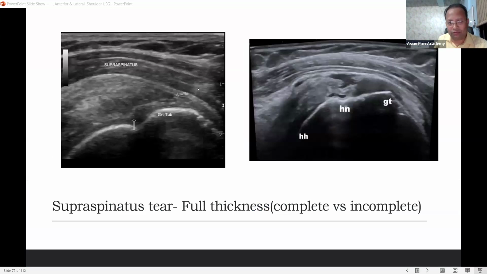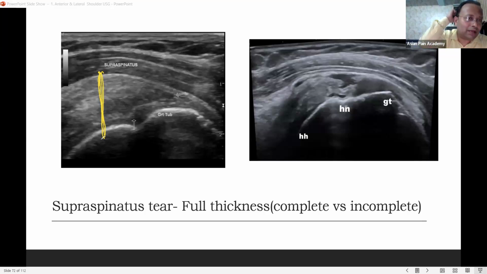Now comes full thickness tear, but there is complete versus incomplete. Now, what is a full thickness tear, and what is complete and incomplete? Remember, full thickness tear means that while scanning in long axis or short axis, from one side to another, you see the whole length and breadth of the muscle. Then you can see at some point there is a tear from bursal side to articular side. There is a connection. Then you will say that it is a full thickness tear.